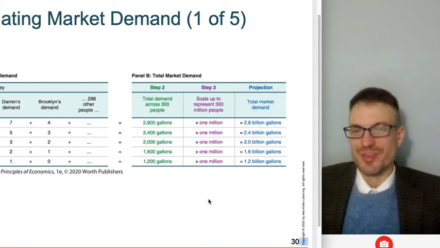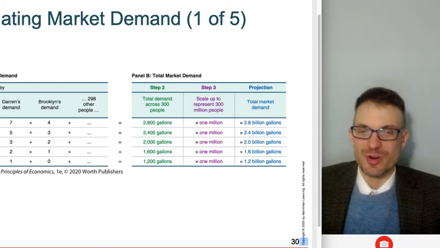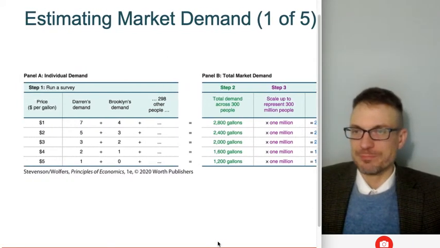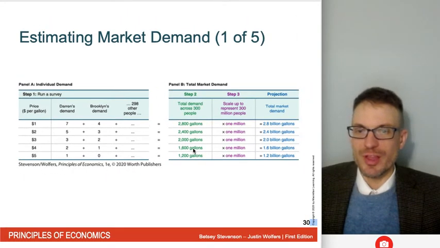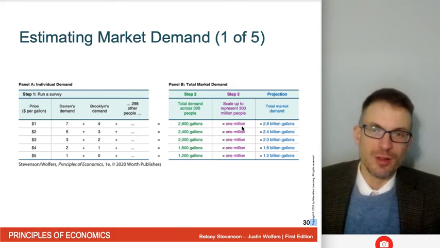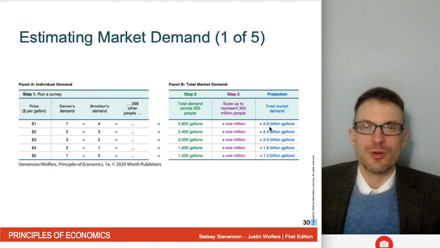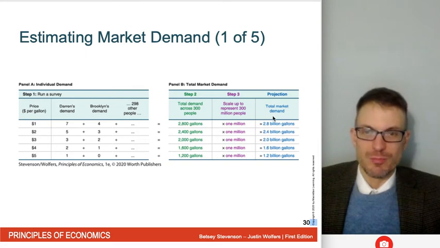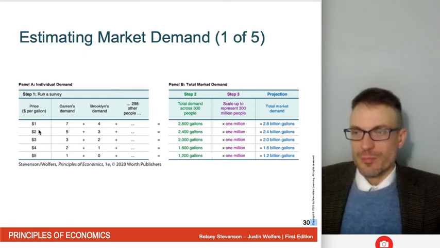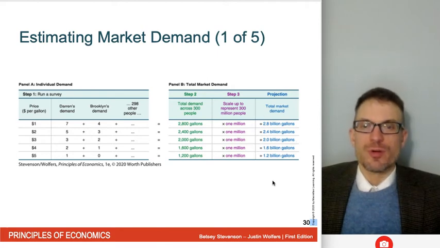If we're thinking that we have a population of 300 million people who are demanding gas, that'd be our total market demand. But that's the basic idea. At a given price, we take each individual quantity demanded, sum them up, and scale to represent the 300 million people. Total demand across 300 people, scale up to get to 300 million people. Here is our market quantity demanded. So our market demand curve would be: at a price of $1, the market quantity demanded is 2.8. At a price of $2, the market quantity demanded is 2.4, and so on and so forth.